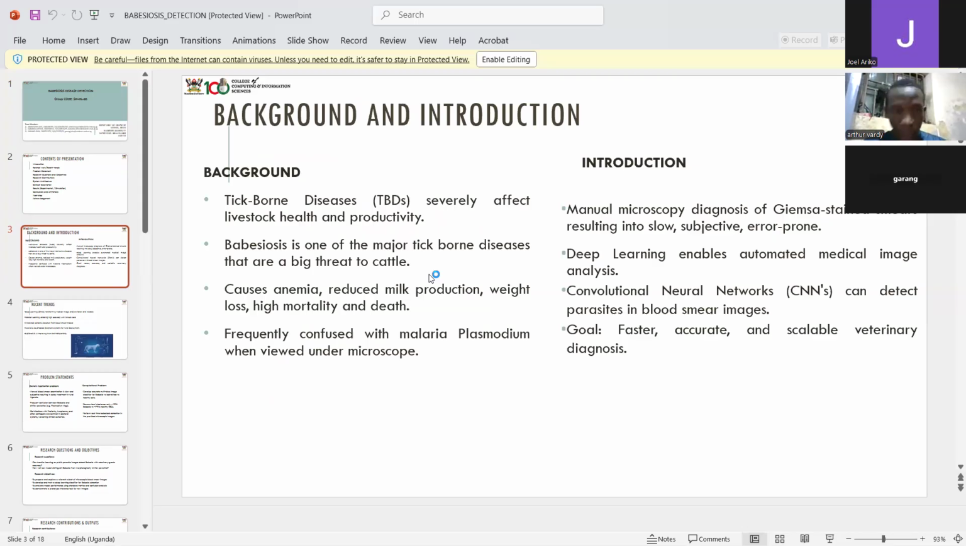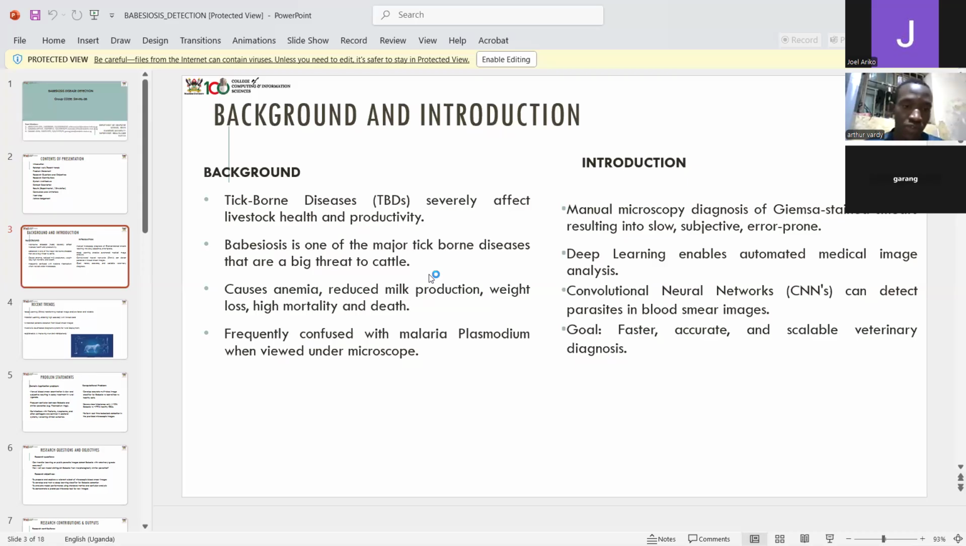So this is the introduction and the background for our project. Background. Tick-borne diseases severely affect livestock health and productivity. Babesiosis is one of the major tick-borne diseases that are a big threat to cattle. In tick-borne diseases, we have basically like 5 diseases: the heart water, East Coast fever. But basically, we are going to look at babesiosis in our project.